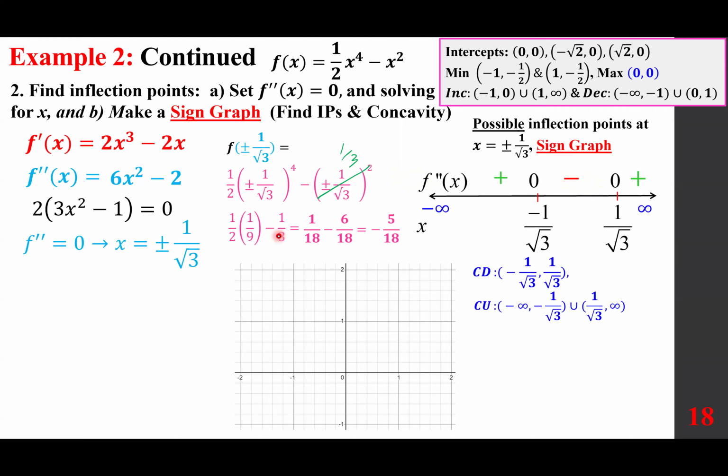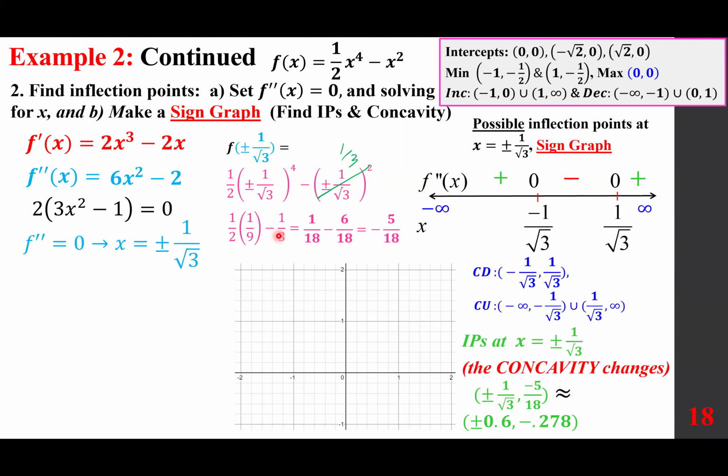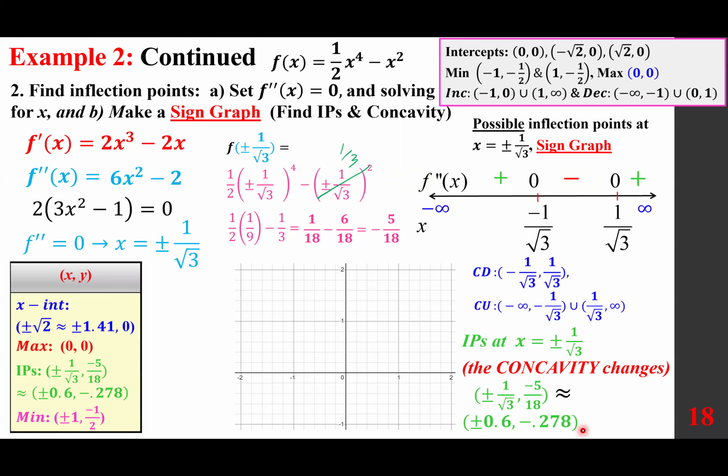And now we have everything we want, and we write the IPs, or inflection points, at x equals ±1 over square root of 3. And we have the pairs. Now, I go with an approximation because of the graph. Otherwise, this would be an exact answer. Perfect, you're done. But for the sake of the graph, we want to go here. So let's write what we know. The x-intercepts at ± square root of 2, or roughly ±1.410. Also (0, 0), which is also a maximum, the inflection points, and the minimum.